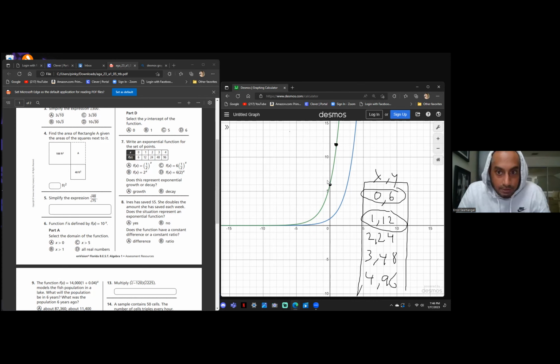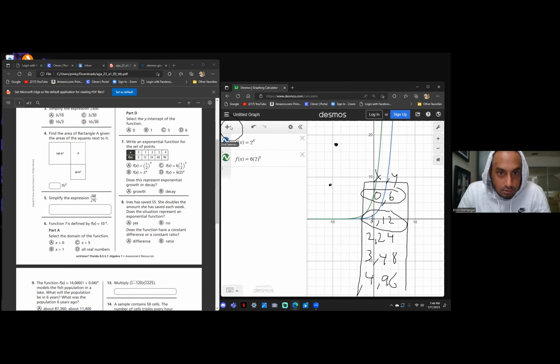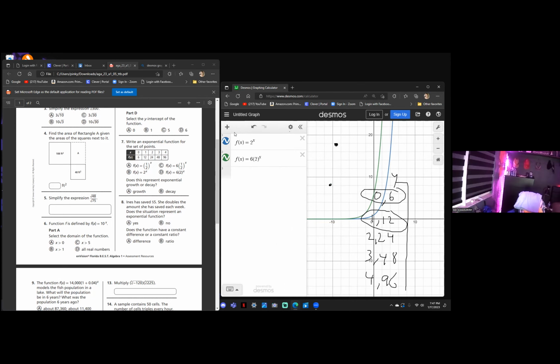Which one is the green? B. I mean D. Press this thing right here. Which one's the green? This one, right? This one right here, 6, 2 root x. So it's D. You get what we did? We just graphed it and checked.